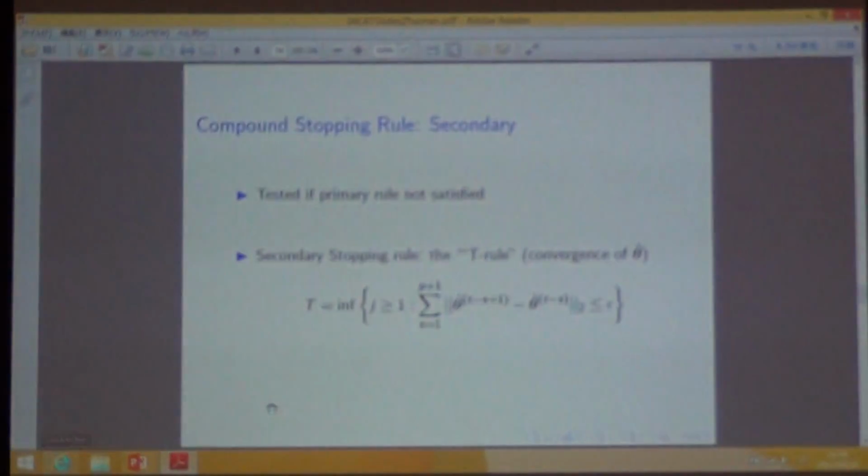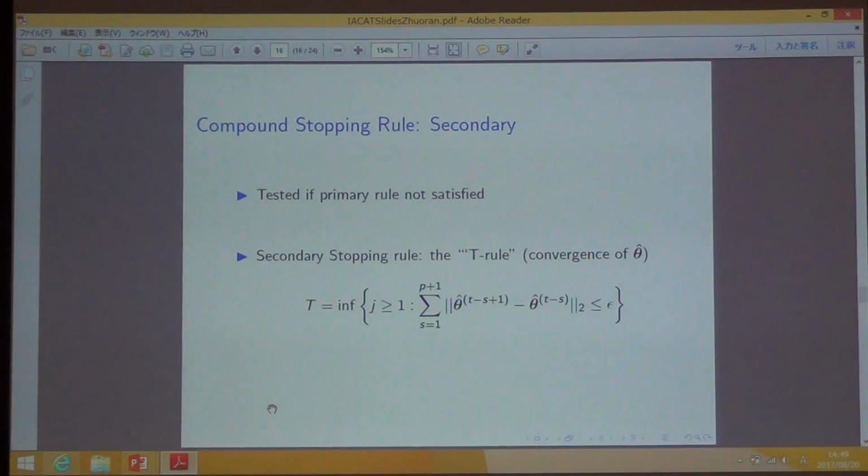We can look at this plot of theta. In this plot, the red dots are stopped by the D rule, and the blue dots are stopped by the T rule. We can see the blue ones are typically in the corner with larger values in all dimensions since they are highly correlated. Okay, let's continue.